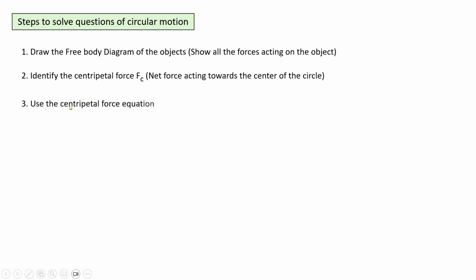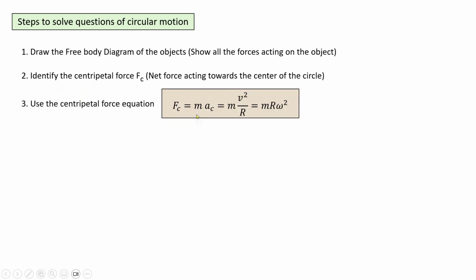Then step 3 is to apply the centripetal force equation, which is Fc equals m times AC. And then we can apply the two types of formulas for AC, which is either v squared by R or R omega squared.